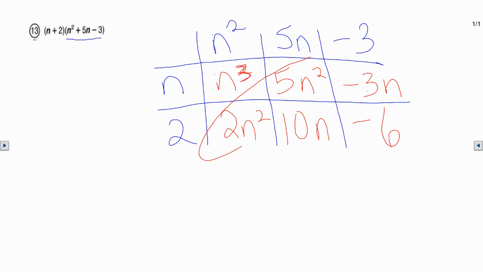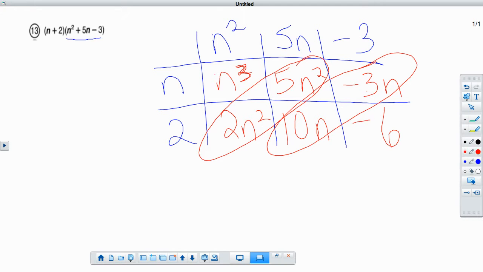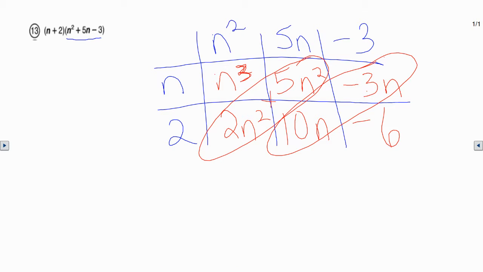I'm going to circle these guys because they're like terms. They're like terms because they have the same x's. And when we're writing our final answer, we can just combine them. We're just going to add them together. So my final answer, my final product is n to the third power. Again, I can add these guys together.